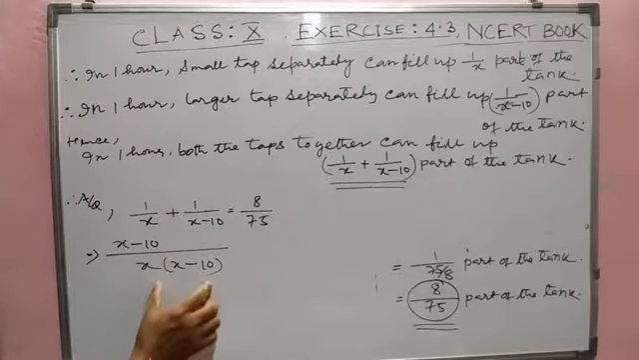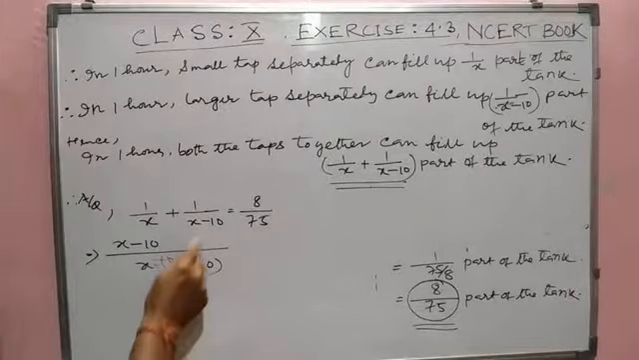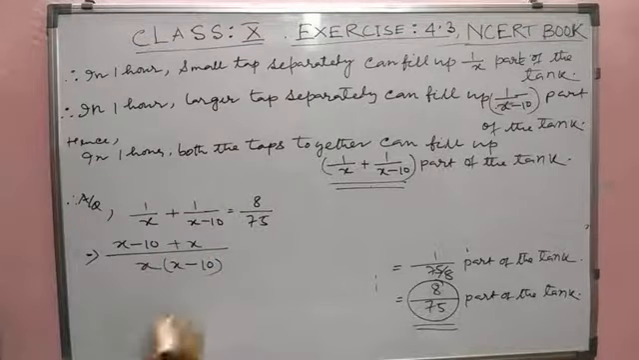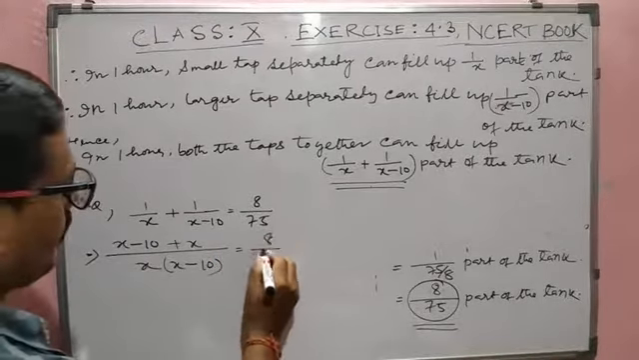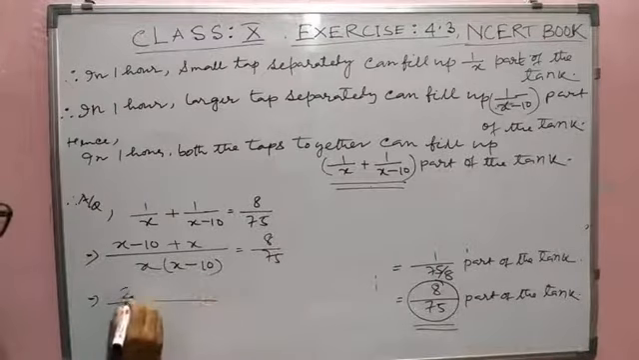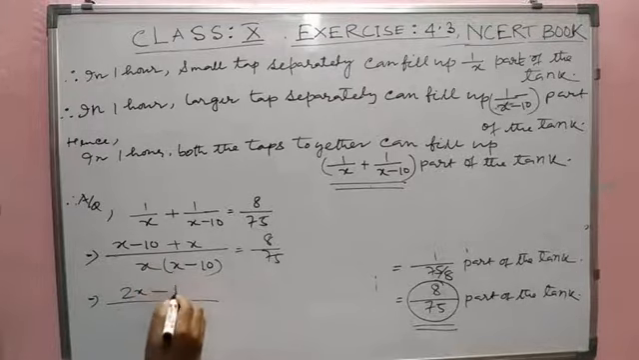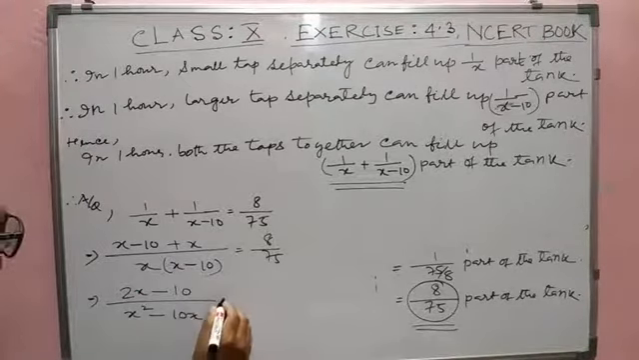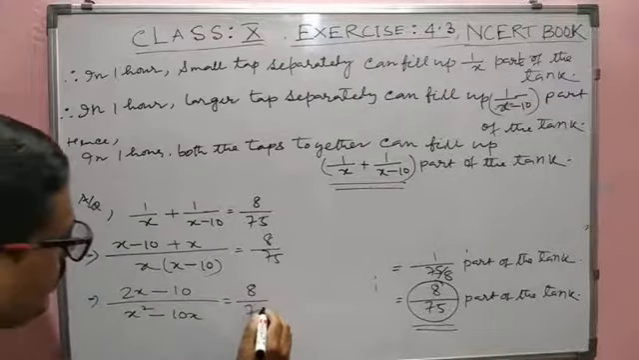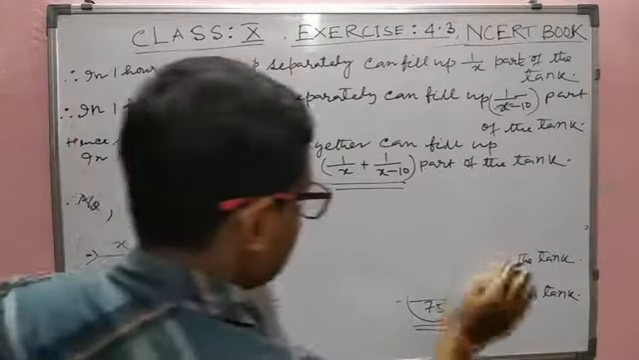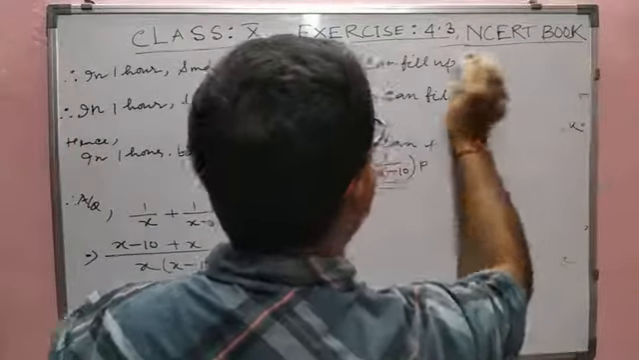Again similarly, this is to be divided by this. So this cancels, and x will be multiplied with 1. So x, it will be equal to 8 by 75. Now it will be 2x minus 10, and it will be x square minus 10x equal to 8 by 75. Now let us simplify the equation and find it in standard form.